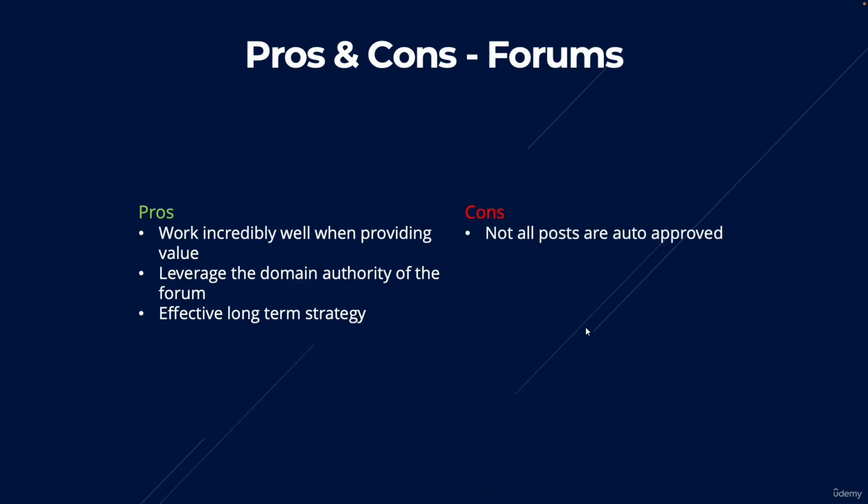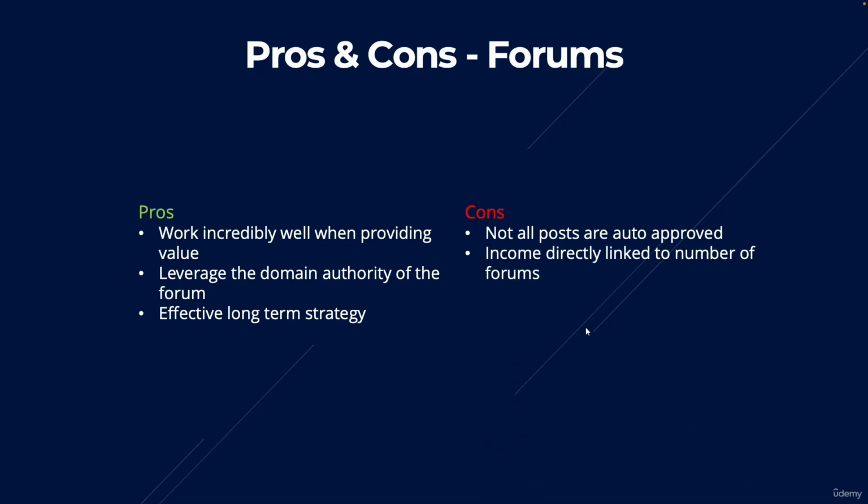Cons. The first con of a forum is that not all posts are auto-approved. If you are completely new to forums and you want to join one straight away, some of them do have strict requirements that you need to engage in a few people's posts before you can create your own thread. So that can actually delay things when you're trying to generate affiliate commissions very, very quickly.